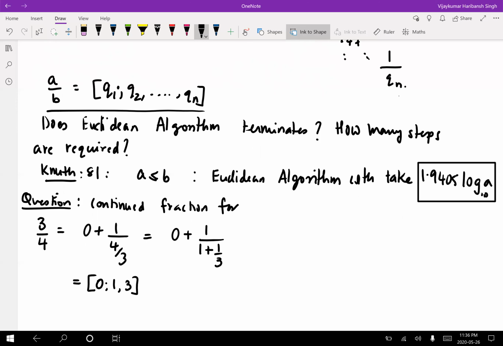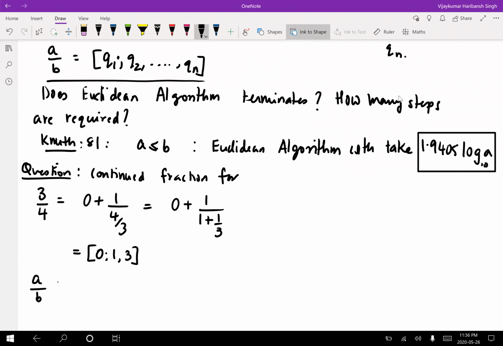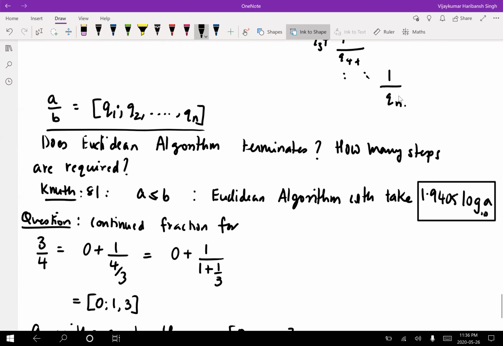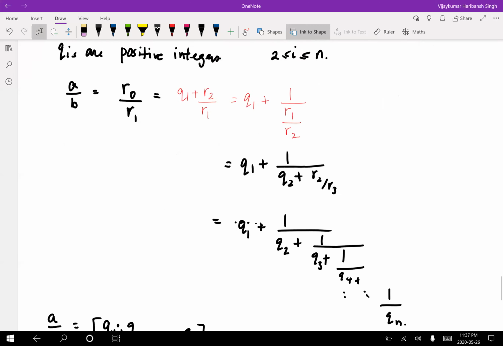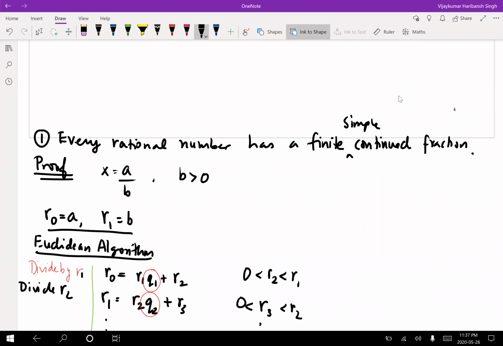So the idea is, if you have a fraction a by b with a less than b, then the first term is going to be 0. And of course these are positive, because if we have negatives, then clearly that doesn't hold. So this answers your question. The first theorem was that every rational number has a finite simple continued fraction.